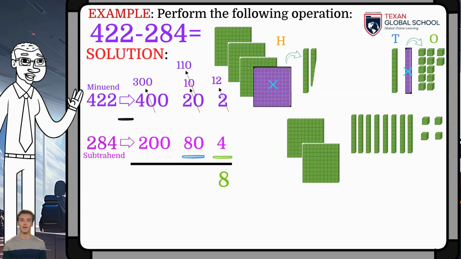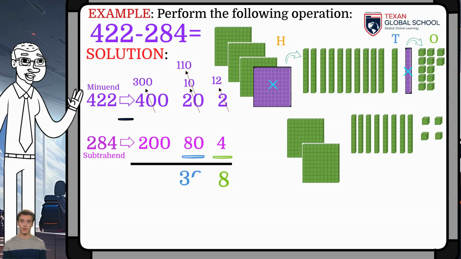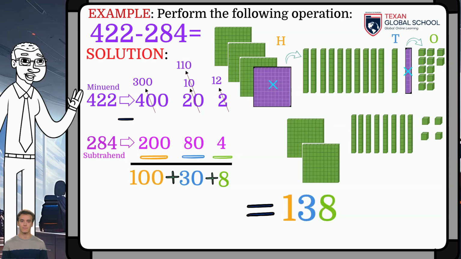So, subtracting 110 minus 80 equals 30. And 300 minus 200 is 100. Finally, add 100 plus 30 plus 8, thus getting 138. The model shows the subtraction process. Cross out the ones of the subtrahend and the same amount in the minuend. Cross out the tens of the subtrahend and the same amount of the minuend. And cross out the hundreds from the subtrahend and the same amount from the minuend. The difference shows 100, 3 tens, and 8 ones.